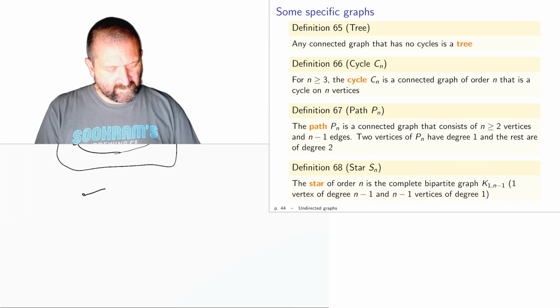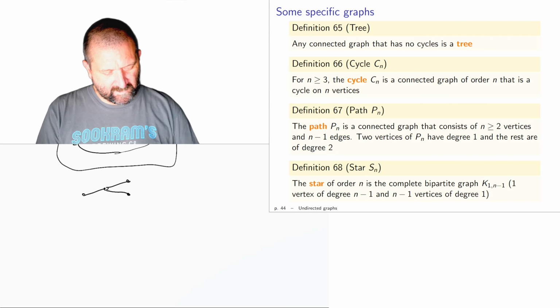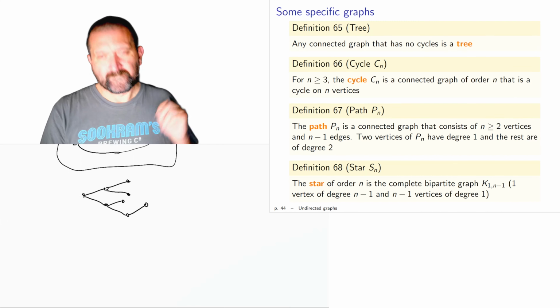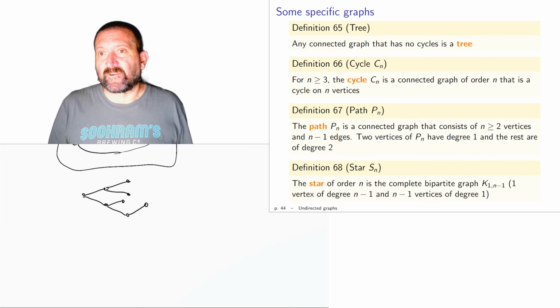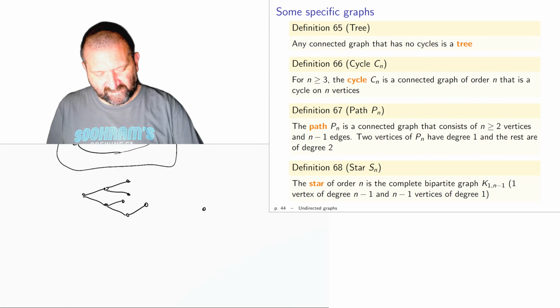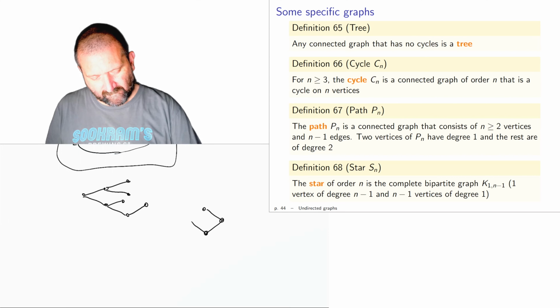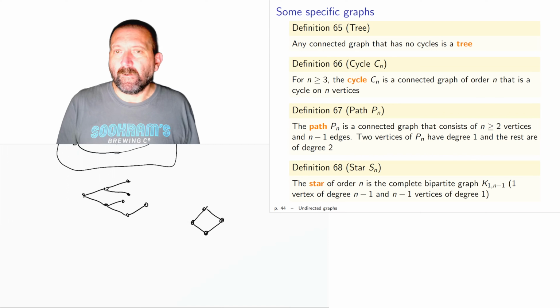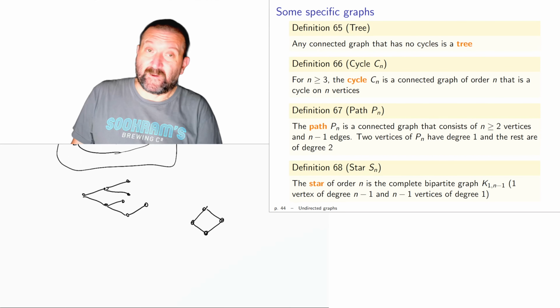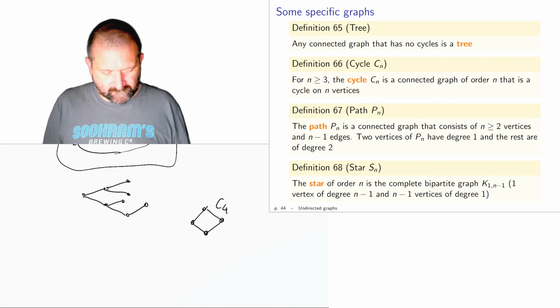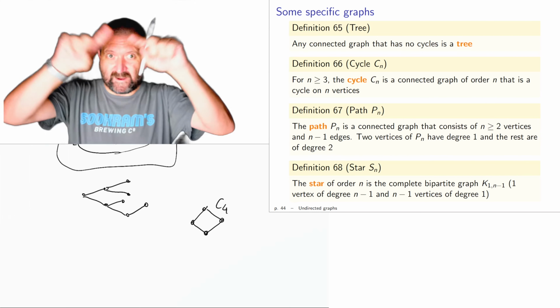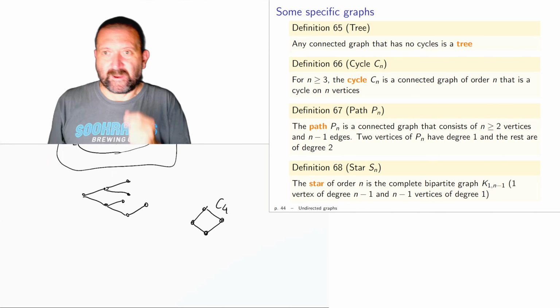A tree is any connected graph, so it has to be connected, that has no cycle. Typically we call them trees because we'll make them look something like so. We'll come back to trees later. A cycle is a connected graph of order n that is a cycle on n vertices. So a cycle looks something like this. A square is a cycle C4. And the more vertices you have, it's still going to be connected only to the neighbors.